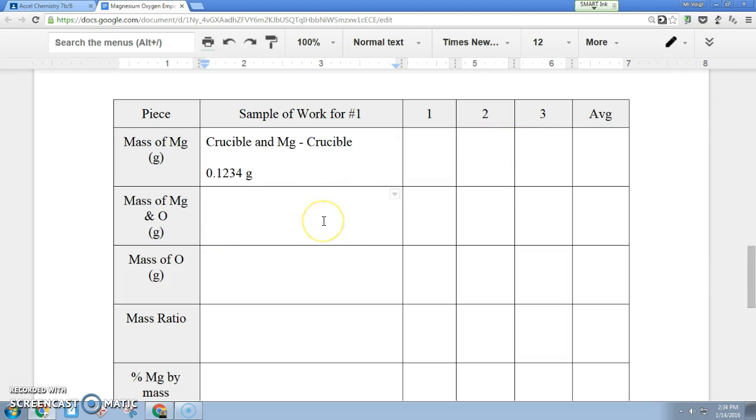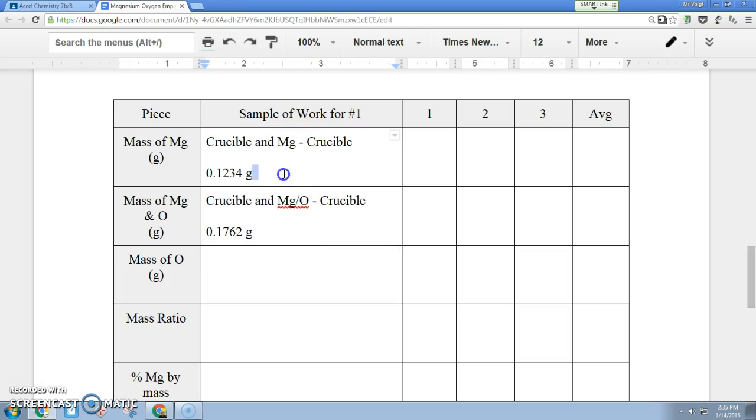Magnesium and oxygen, this is after the reaction was all over. So same kind of thing. This one you definitely had either a crucible or a watch glass. Crucible and magnesium oxide, this was the whitish stuff, minus the crucible. So something like maybe this should have been bigger, which is the problem we had first period, but maybe 0.1762 grams. Now, here's where we get into some maybe different things.